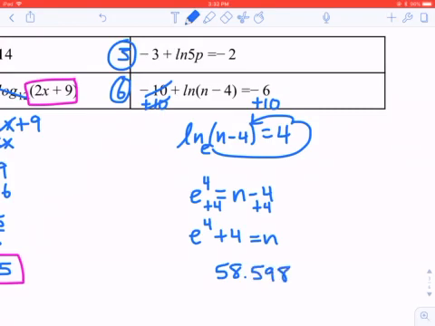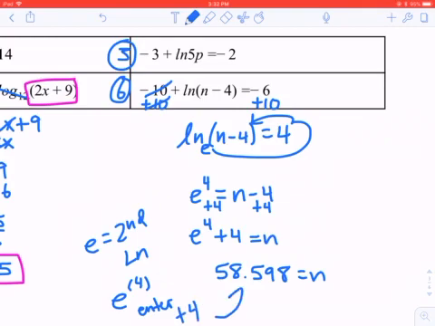58.598 approximately. And again, the little e in your calculator is second and then natural log. And you should see a little e, and then you have to put the exponent of 4 and then hit enter. And then just add the 4 and you should get what I got.